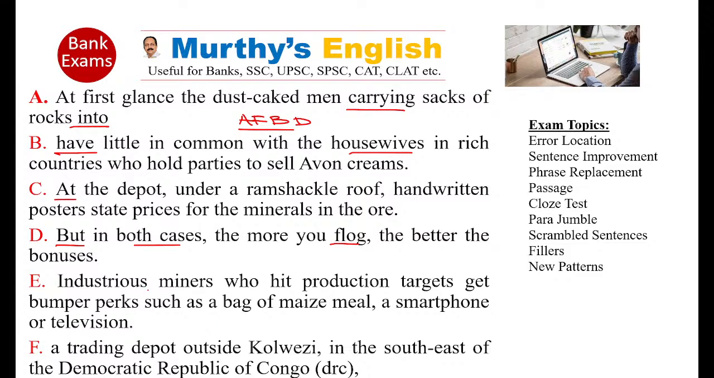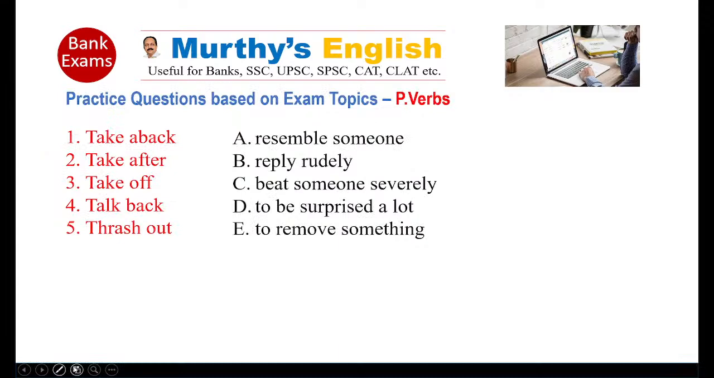What is the last one? A last but one. At the depot, under a ramshackle roof, handwritten posters state prices for the minerals in the ore. Now it talks about the depot. C comes here. Industrious miners who hit production targets get bumper perks, such as a bag of maize meal, a smartphone, or television. CE. AFBD, CE. This is the correct order.